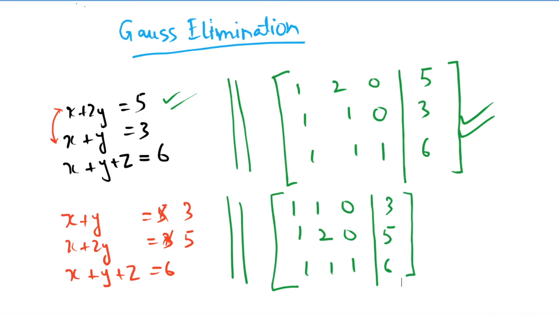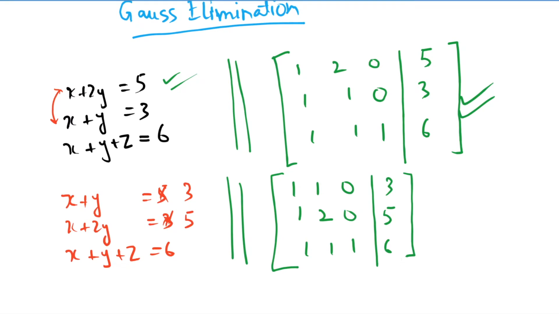So now let me ask you a question. If I interchange equation 1 with equation 2, or correspondingly I interchange row 1 and row 2 in the augmented matrix, will the solution for this linear system of equations change? No. So both these linear systems of equations will have the same solution. What it means is that the row interchange in the augmented matrix does not really change the solution.